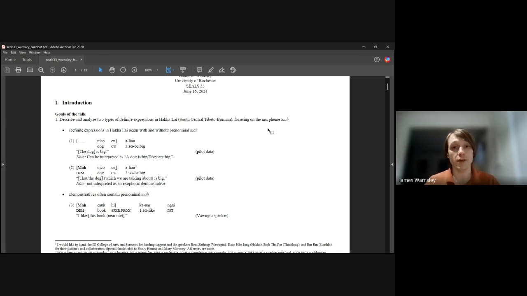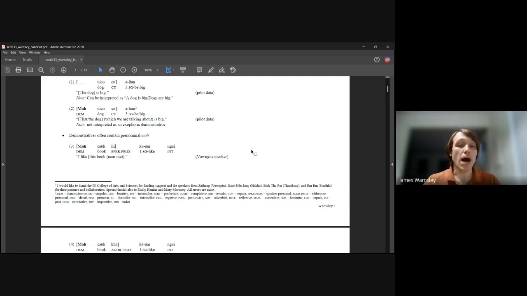definite expression categories. Looking at the examples in 1 and 2, we can see that both of these sentences could be translated as something like the dog is big, but there are slight differences. Most notably, in 2, we see the presence of this prenominal morpheme ma. And this gives the interpretation of the dog or that dog, which we are currently talking about or which has been mentioned, is big.